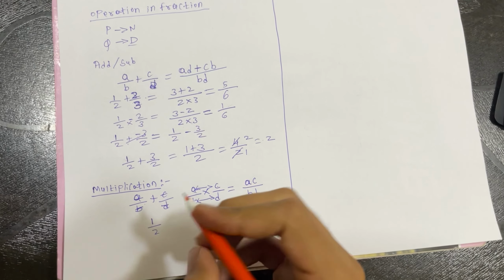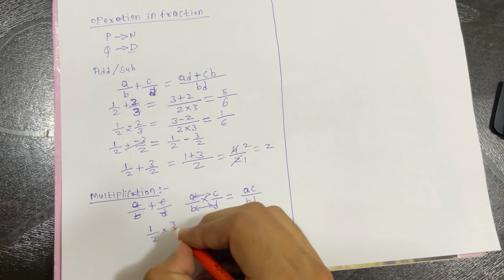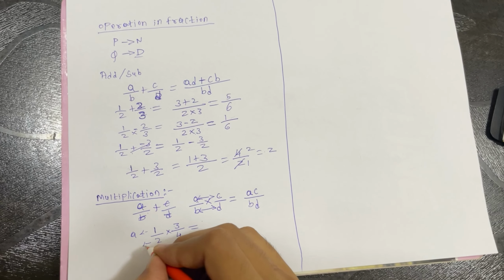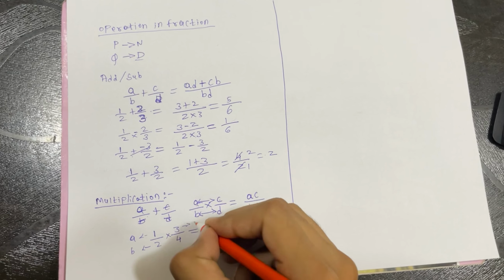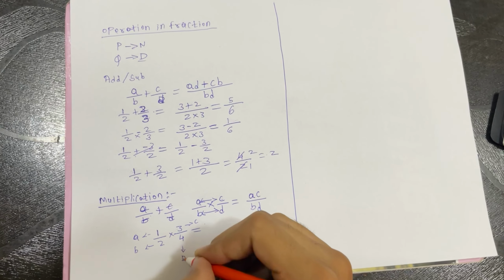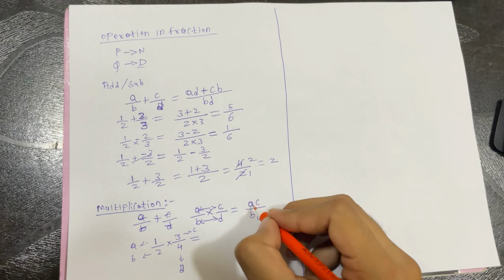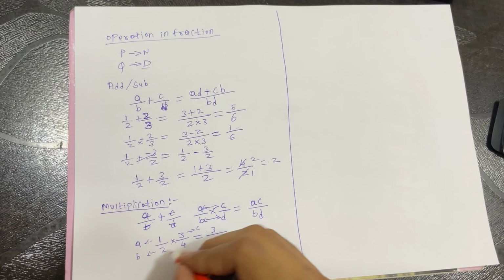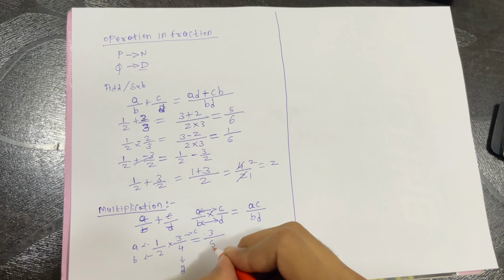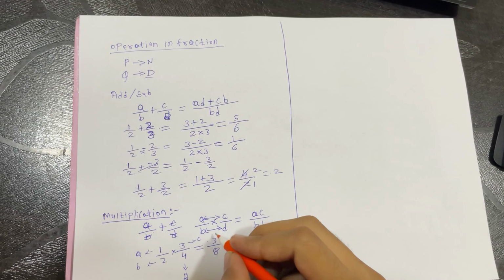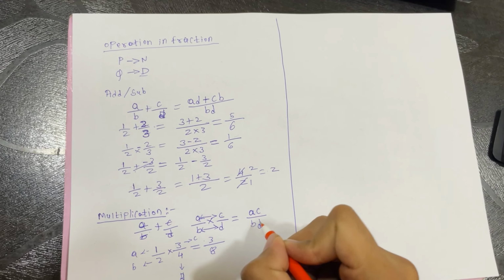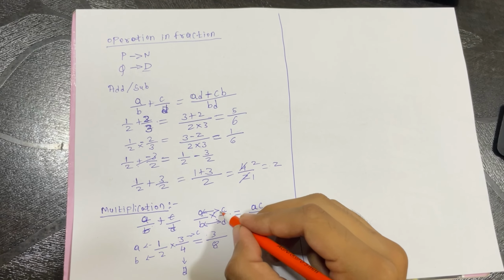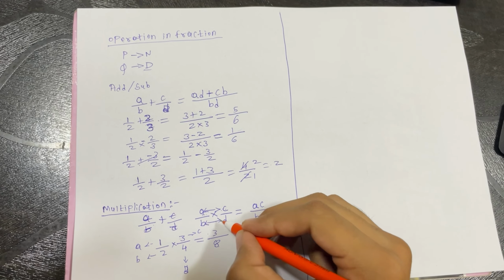1 into 2 into 3 by 4. Okay, so this is a, this is b, this is c and this is d, right? So we have to do it this way. A into c is 1 into 3 is 3 and 2 into 4 is 8, right? So the value is 3 by 8. So remember, we don't have to do cross multiplication. We have to do just multiplication of numerators and multiplication of denominators.